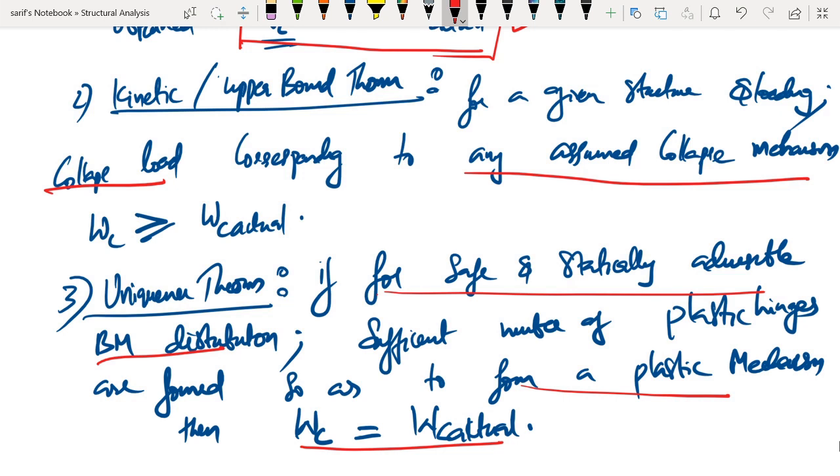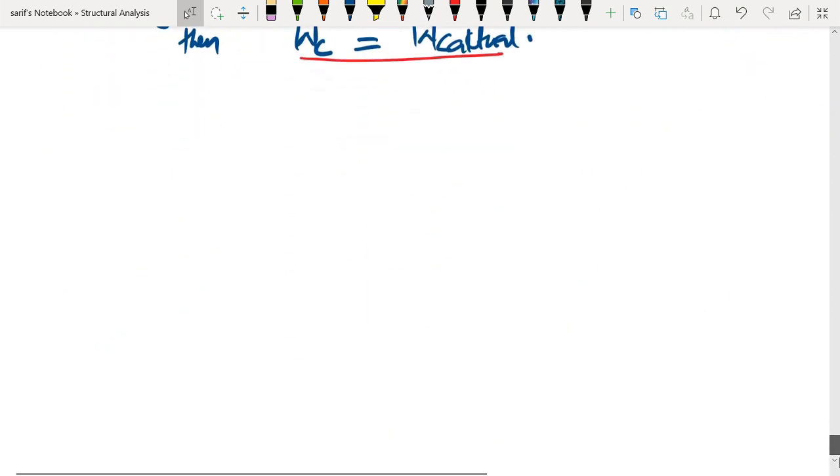So most of the time what we are going to make use of is the uniqueness theorem, and we are trying to find out the actual or a unique value of the plastic moment capacity. So the rest of the lecture will be related to how to find out the plastic moment capacity.